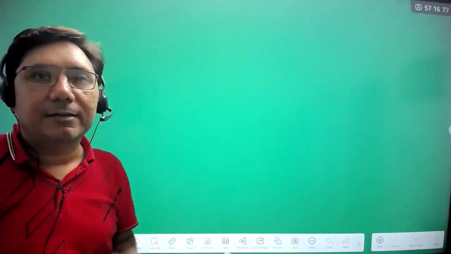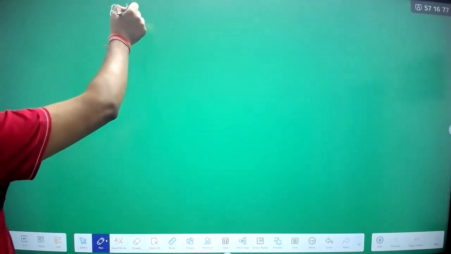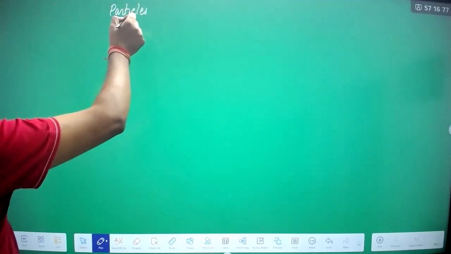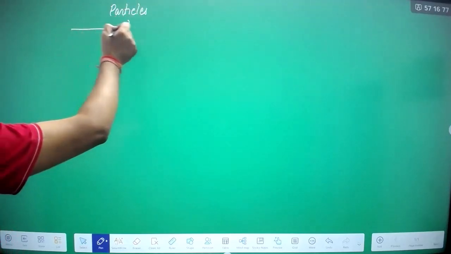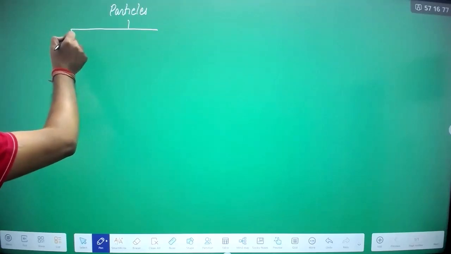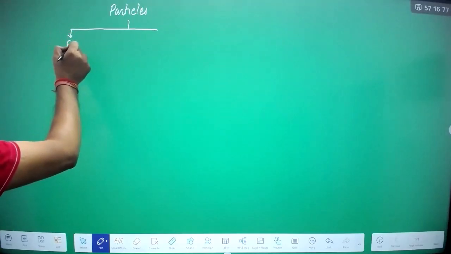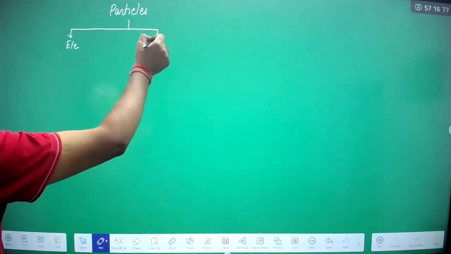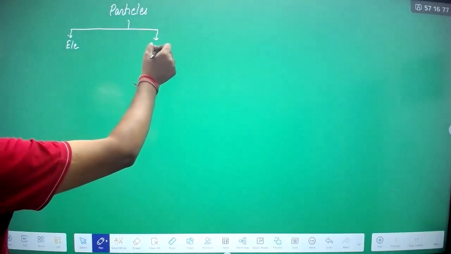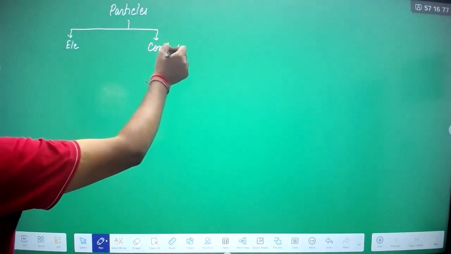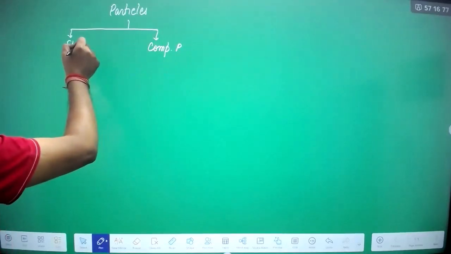Class, I have started discussing particle physics. So basically, in particle physics, we have classified all these particles into two categories. What were the two categories? Elementary particles and composite particles.